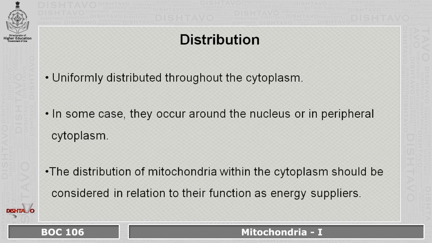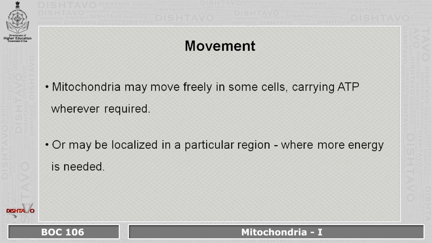Distribution. Mitochondria are uniformly distributed throughout the cytoplasm. In some cases, they occur around the nucleus or sometimes in peripheral cytoplasm. The distribution of mitochondria within the cytoplasm should be considered in relation to their function as energy suppliers. Movement. Mitochondria may move freely in some cells carrying ATP wherever required, or they may be localized in a particular region where more energy is needed.